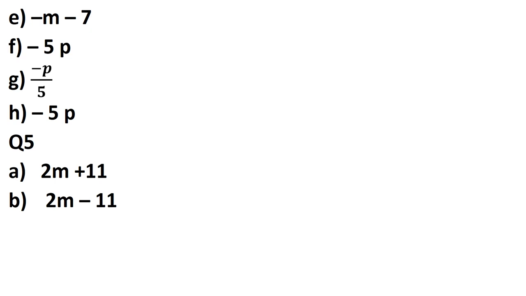C is 5 times y, to which 3 is added. 5y plus 3. D is 5 times y, from which 3 is subtracted. So it is 5y minus 3. E, y is multiplied by minus 8. It is minus 8y. F, y is multiplied by minus 8 and then 5 is added to the result. So minus 8y plus 5.